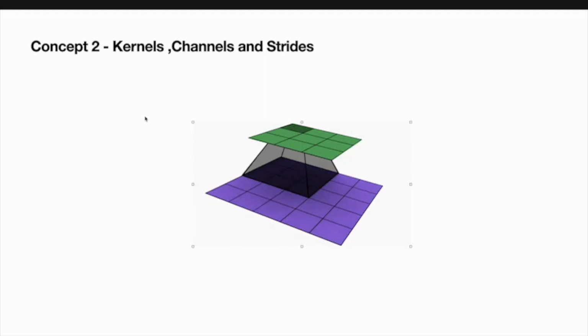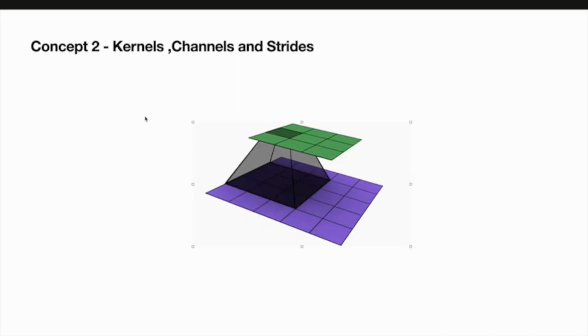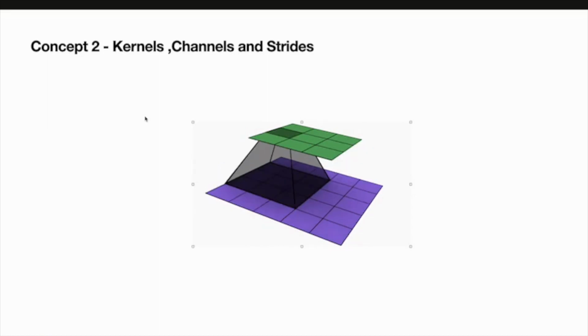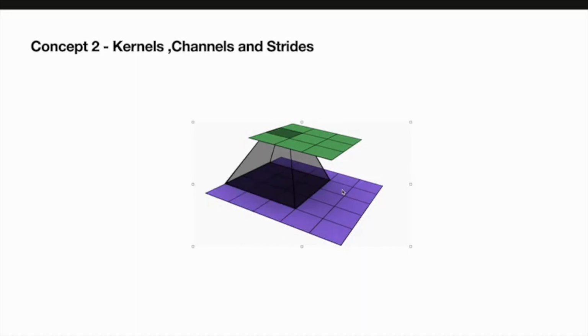So what are kernels? Kernels are filters which pick up a panda's eye or ear, take it out, and put it into a channel. Each channel is associated with one feature. So one channel for panda's ear, one channel for panda's eyes, one channel for panda's nose. And strides are the steps that the kernel is taking to convolve on the input image.